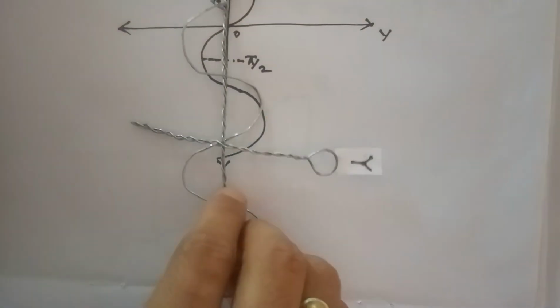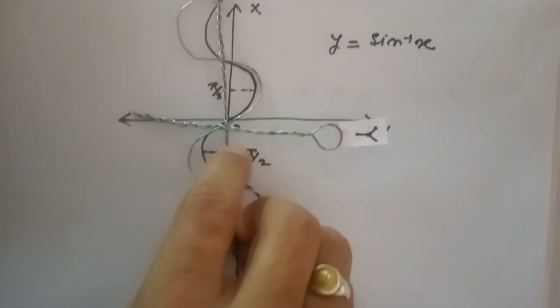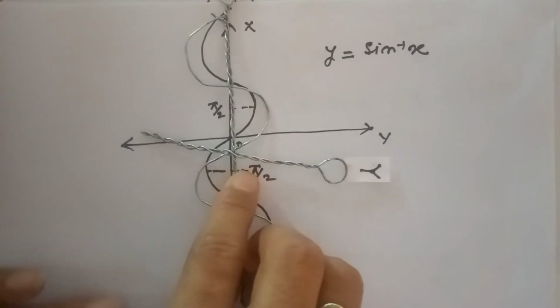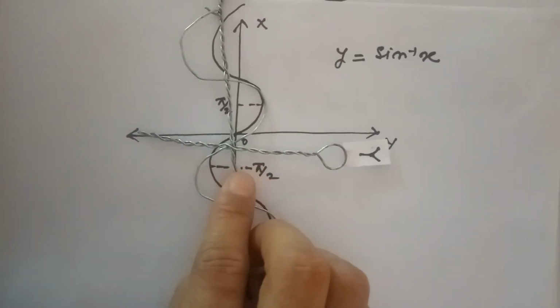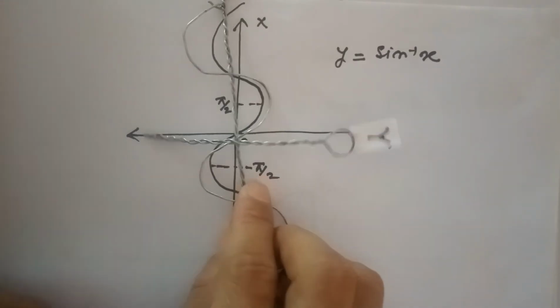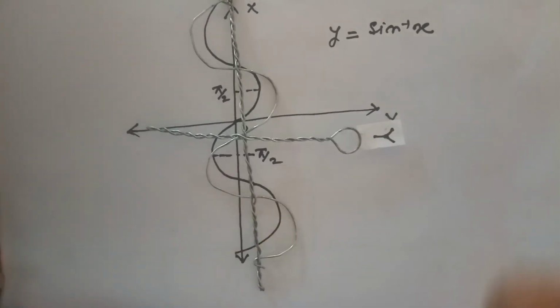This is the sine inverse graph. This is y, as you see, this is x. Clear? So in this way you can also get the sine inverse graph from the sin x graph.